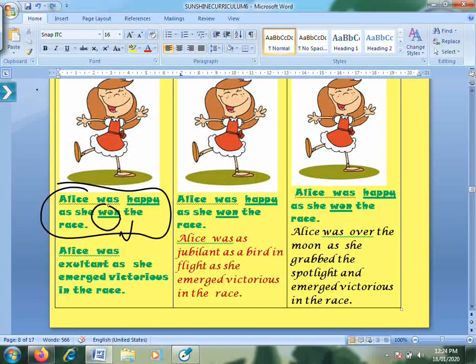So, they are changing these two concepts. Or they go one step ahead. Alice was as jubilant as a bird in flight, that's a simile for happy, as she emerged victorious in the race. Or Alice was over the moon as she grabbed the spotlight and emerged victorious in her race. So by the end of it, there will be three different ways for them to express it. No two kids might have the same way to express a particular topic. But this is what we are looking at. And this is where they will get. How will they reach this phase comes next.